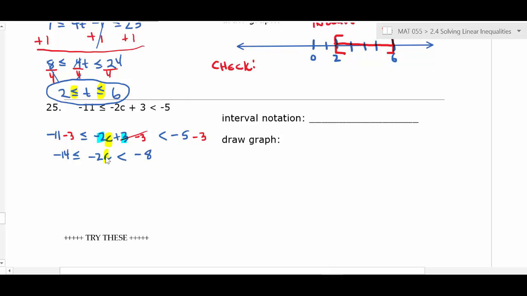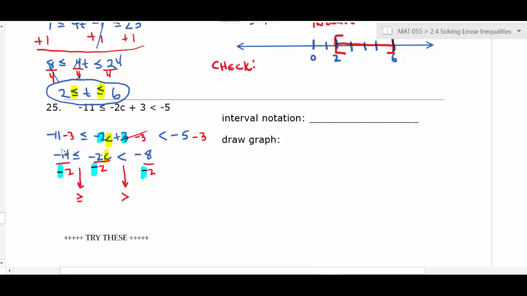Okay, now we have to get the c by itself. So the way to do that is to undo the operation of multiplying by negative 2. So you're going to divide everything, all three parts, by negative 2. We just divided an inequality by a negative, which means we do have to switch these signs. So that's real important that you do that.